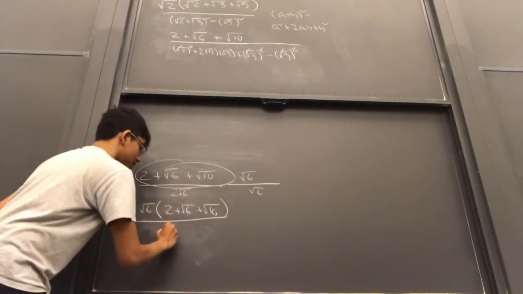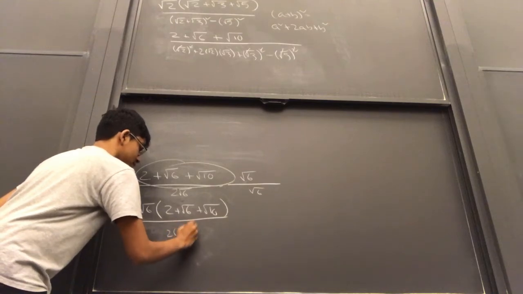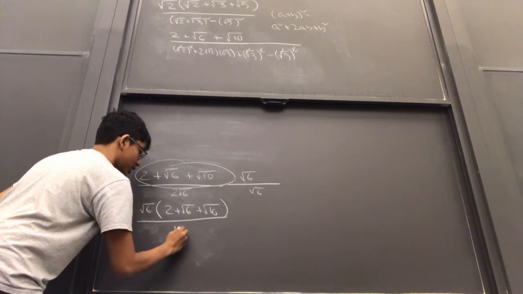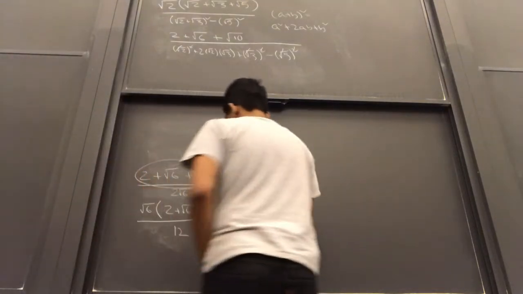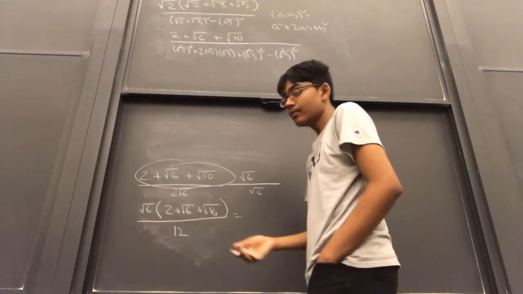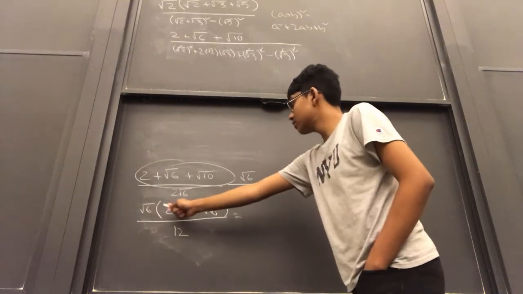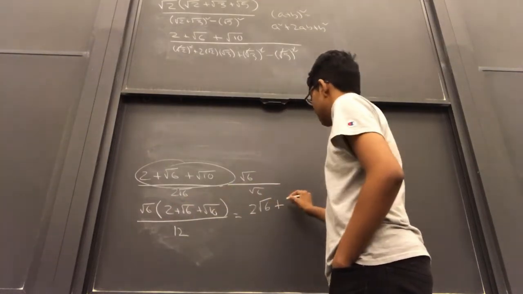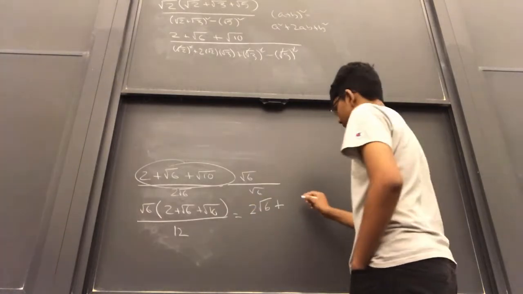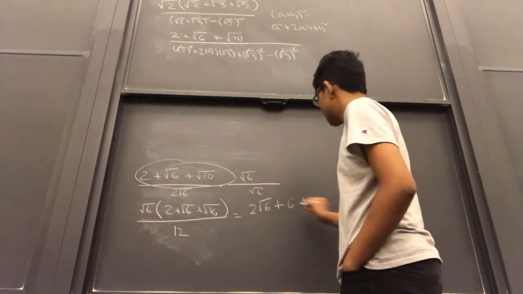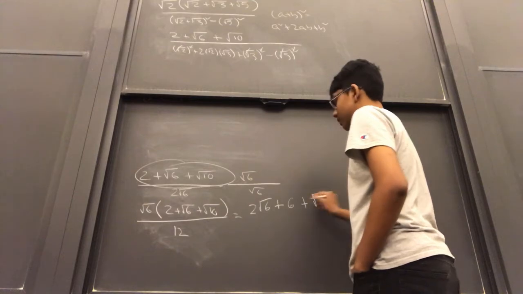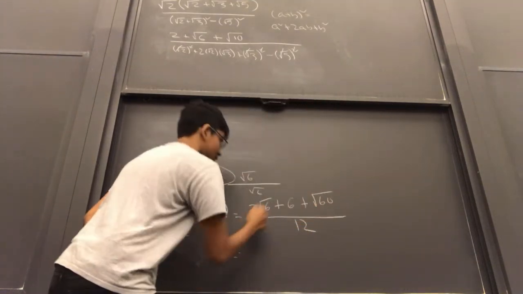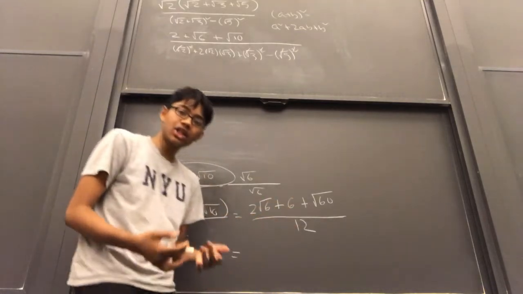And this is going to be 2 square root of 6 squared, which is, of course, 2 times 6, which is 12. Now, we're going to simplify this out. We're going to see that 2 times the square root of 6 is 2 root 6 plus the square root of 6 squared is, of course, 6 plus the square root of 60, because 6 times 10 is 60. Divide that by 12. Now this is just a matter of simplification, right?